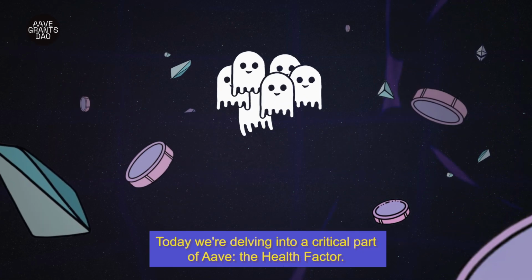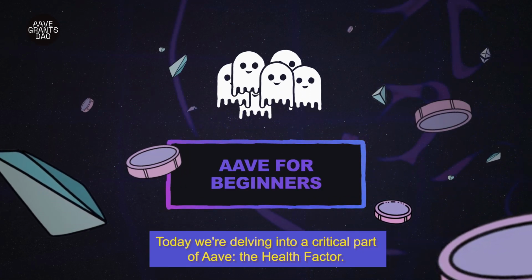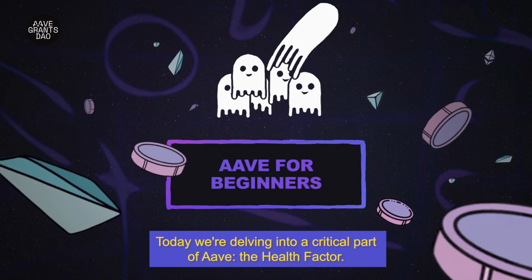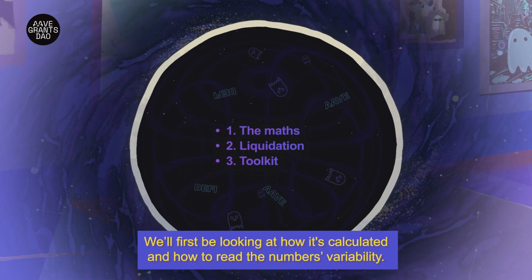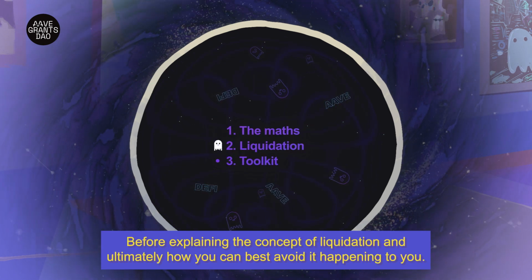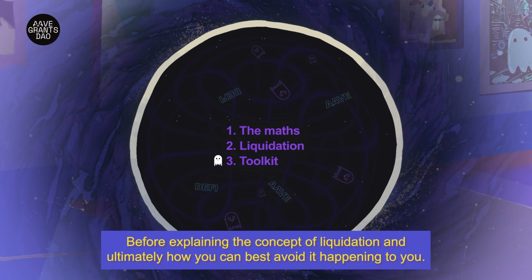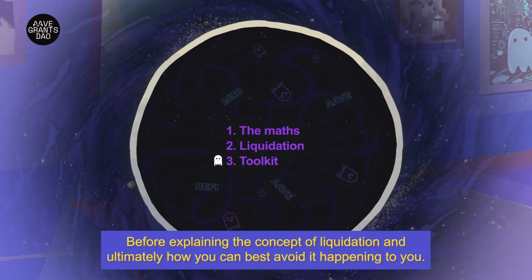GM. Today, we're delving into a critical part of Aave, the health factor. We'll first be looking at how it's calculated and how to read the numbers' variability, before explaining the concept of liquidation and ultimately how you can best avoid it happening to you.